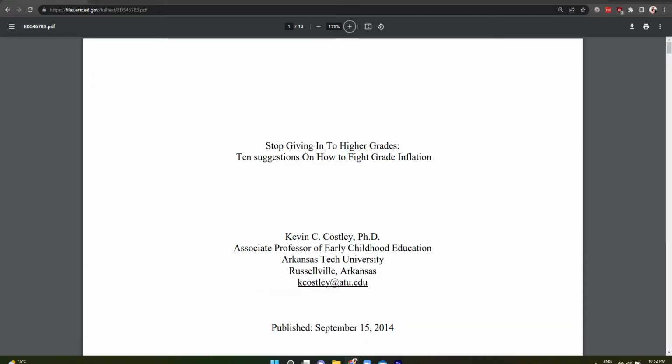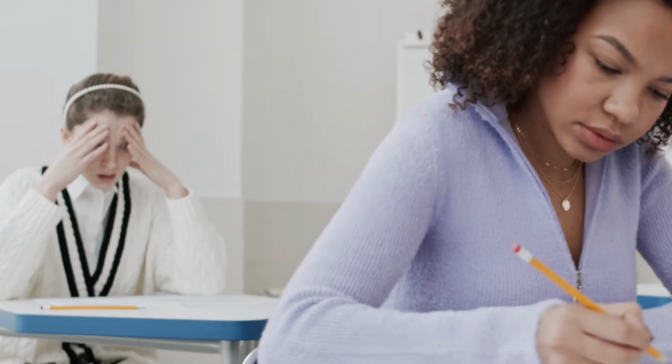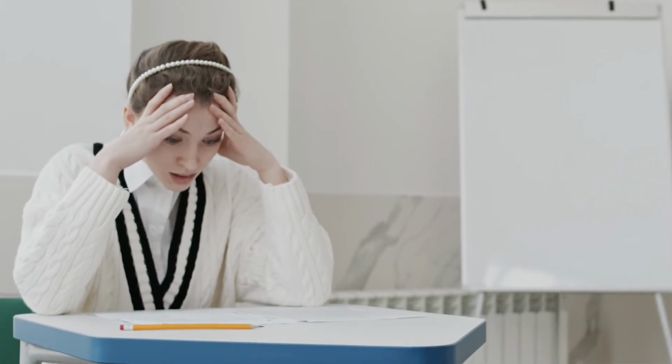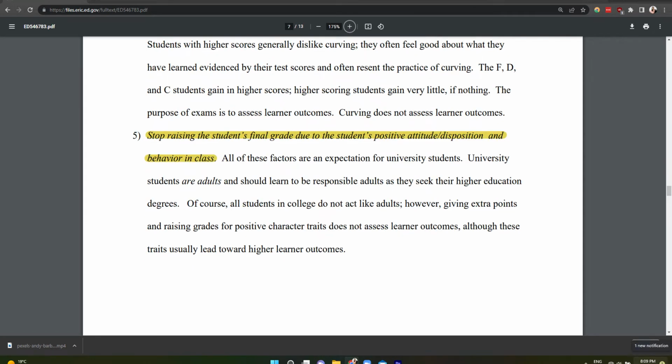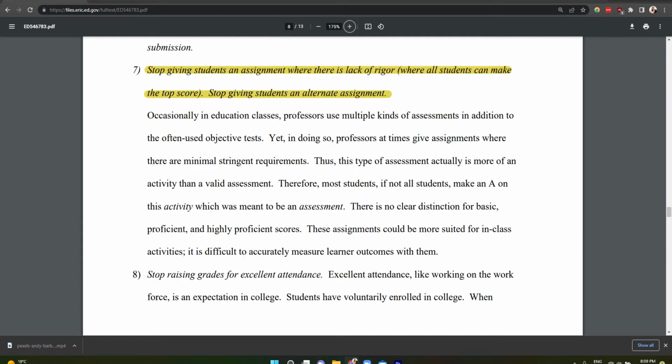Kevin Costley of Arkansas Tech University wrote an article titled 10 Suggestions on How to Stop Grade Inflation. It kind of confirms what I've suspected to be happening with formal assessments in schools. Common ways in which grade inflation can occur include dropping the lowest test score in the course, raising grades due to good behavior, allowing students to resubmit assignments with the main purpose of making a higher grade, giving students really easy assignments.